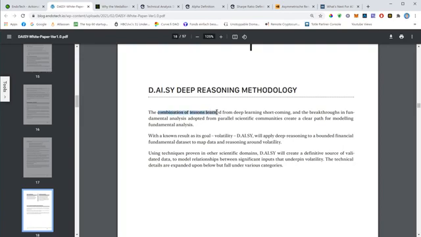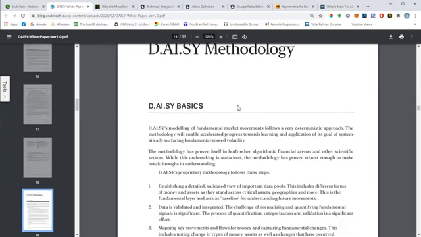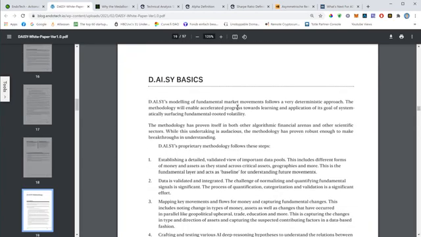So the combination of lessons learned from deep learning's shortcomings and the breakthroughs in fundamental analysis adopted from parallel scientific communities creates a clear path for modeling fundamental analysis. So the deep reasoning methodology is fundamental to modeling fundamental analysis. This is something that Dr. Anna Becker discussed in one of her interviews.